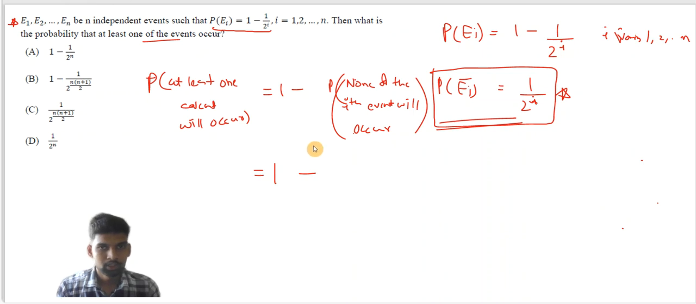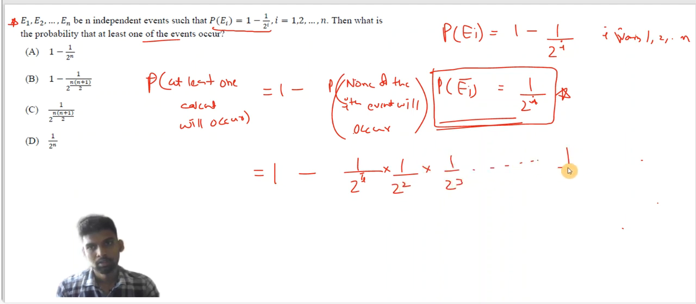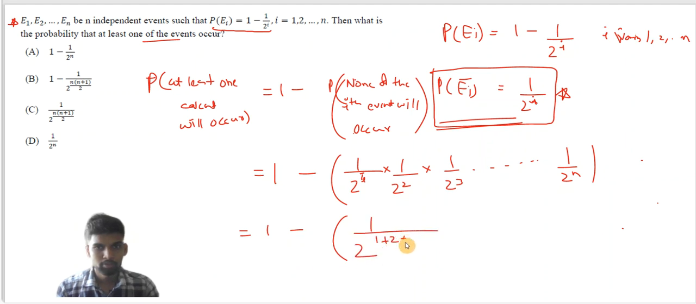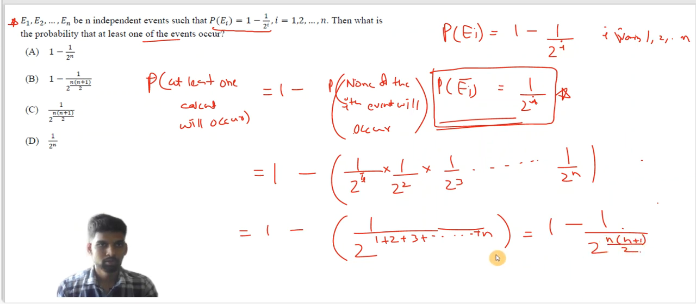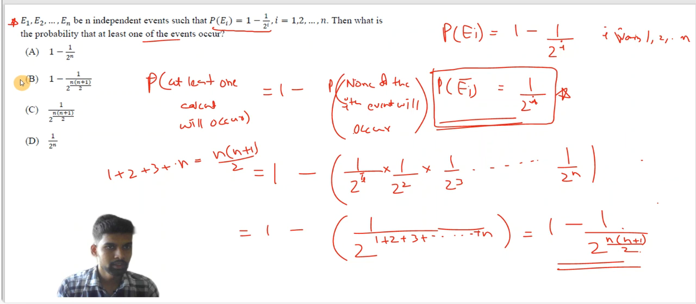So straight away what we'll do is 1 upon 2 raised to power 1, 1 upon 2 raised to power 2, 2 raised to power 3. So it will be 1 upon 2 raised to power 1 plus 2 plus 3 up to n. And we know that the sum of this series, 1 plus 2 plus 3 up to n, is nothing but n(n plus 1) by 2. That's what we have written here. So this is the probability that we require, and it is equal to option b.